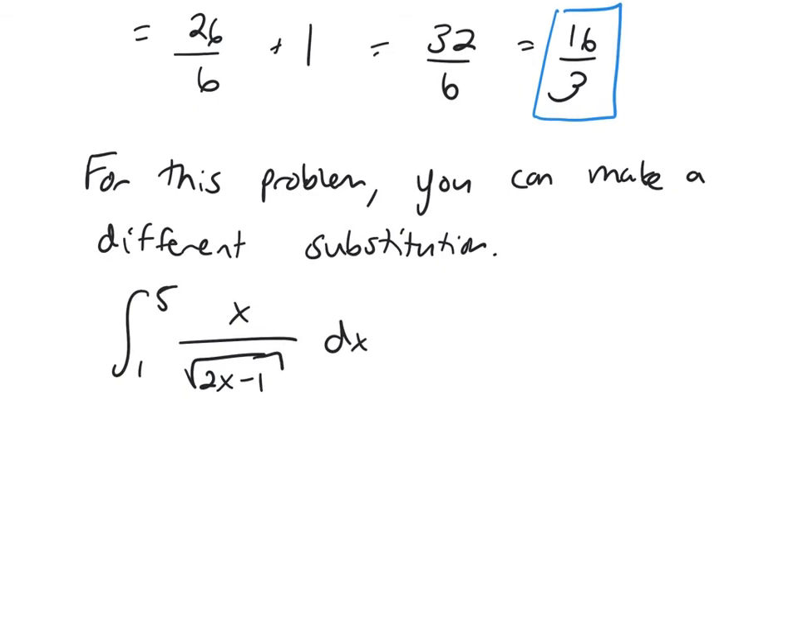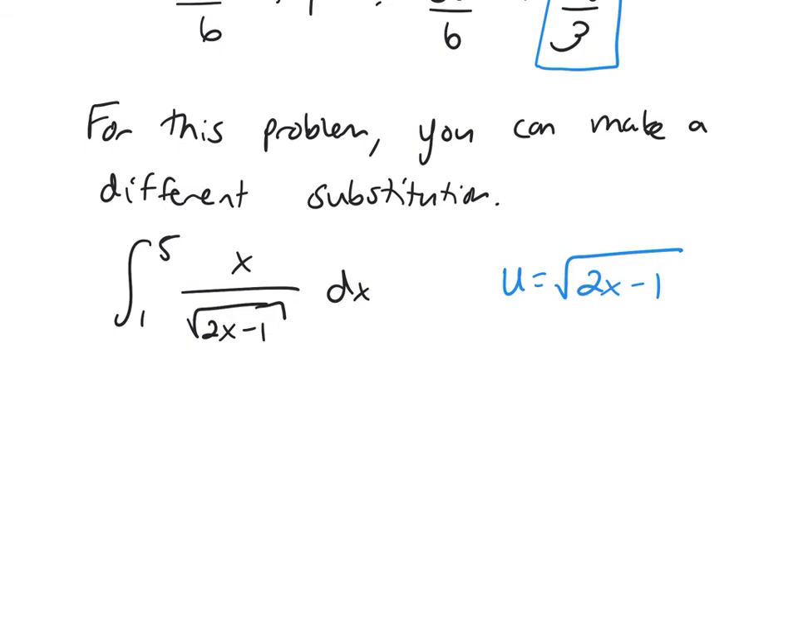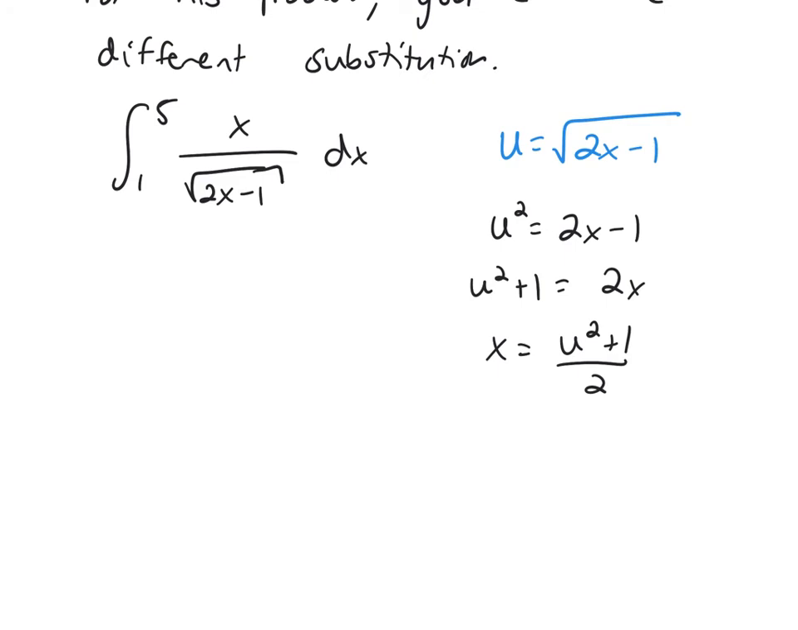So this other substitution you could make, you could have chosen u to be the whole square root. Now we want to take the derivative of this, but it's a little messy with a square root, so let's square both sides. u squared equals 2x minus 1. And if you solve for x, you're going to get x equals u squared plus 1 over 2. So now if you take the derivative of this equation here, you'll get dx equals u du.